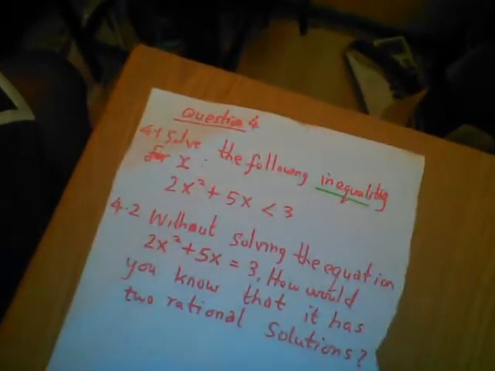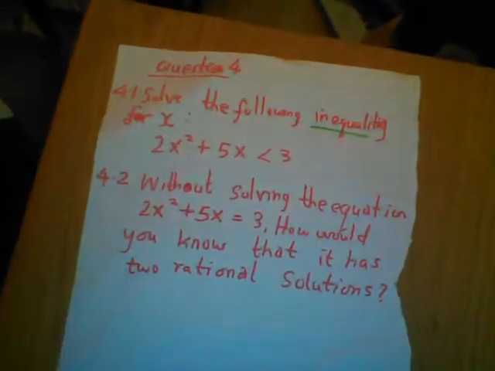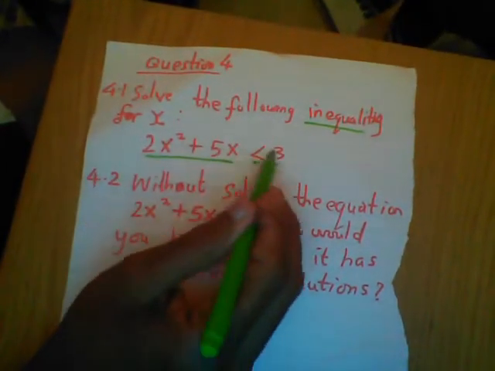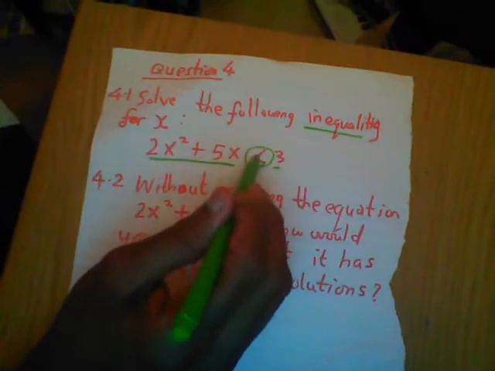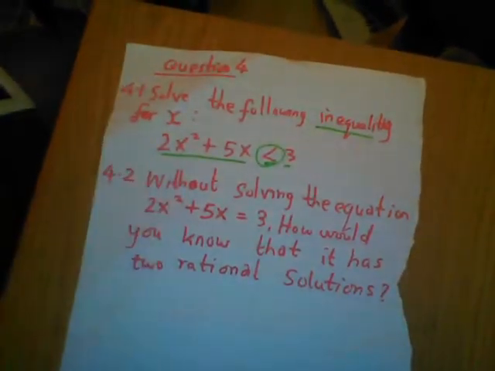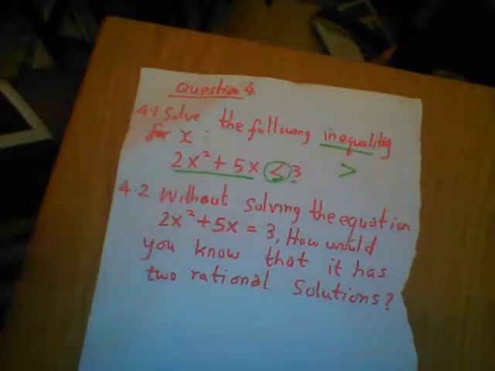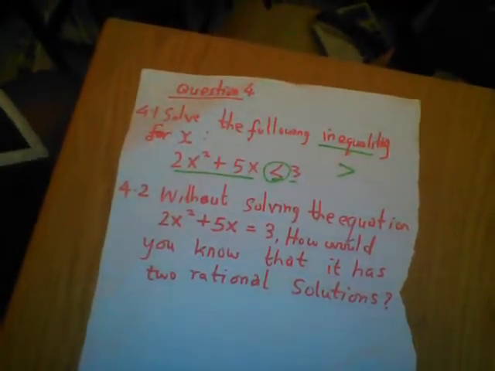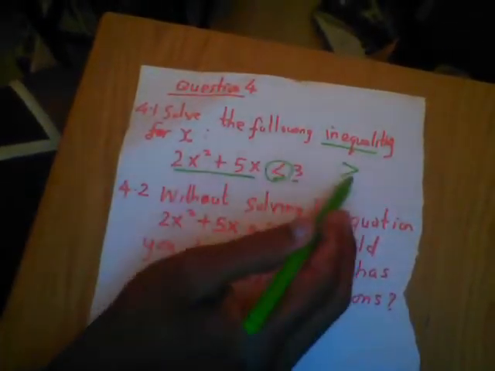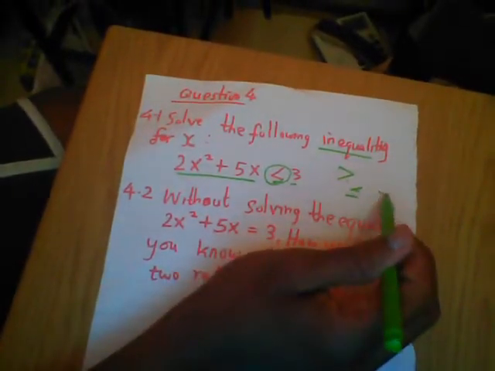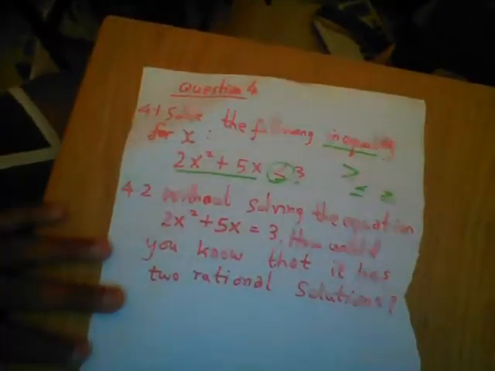Inequality means it's not equal. So I'm saying it's not equal, meaning this group here is less than 3. This sign here indicates less. How do you know that's less? When it's like that, that's greater. So this is greater and this is less. This is less or equal. This is greater or equal. So let's go to the question.